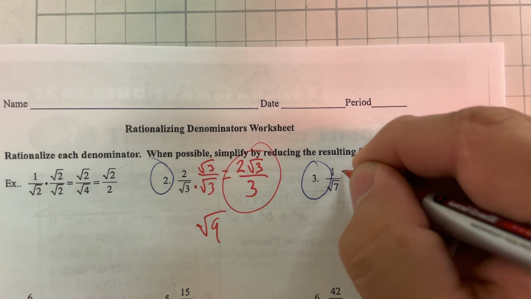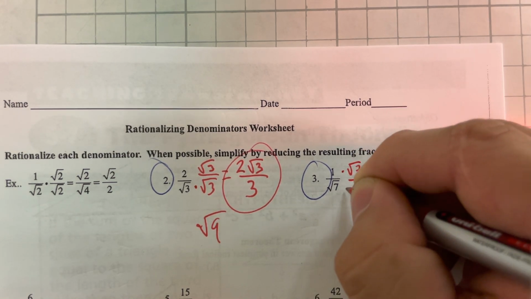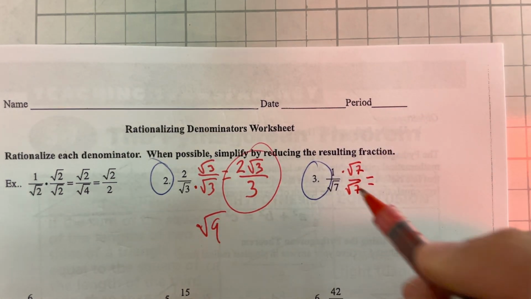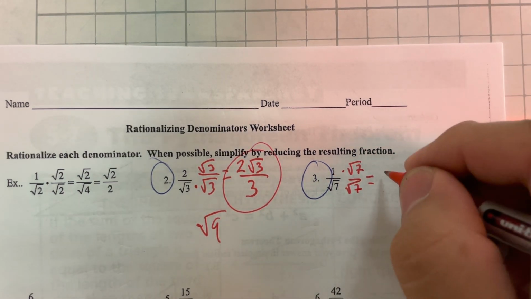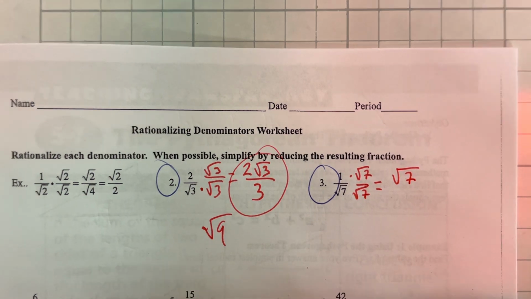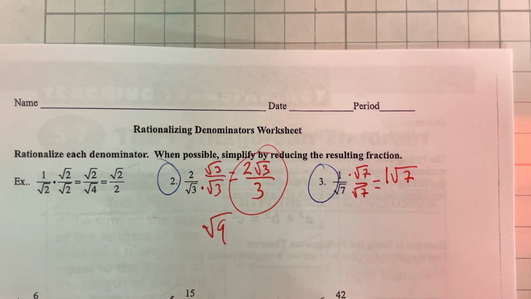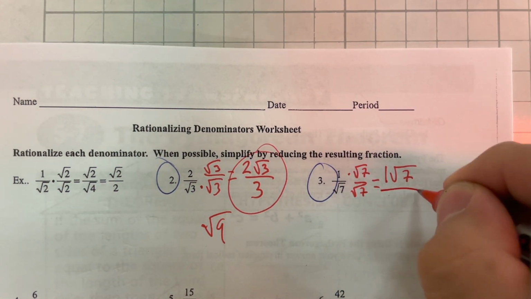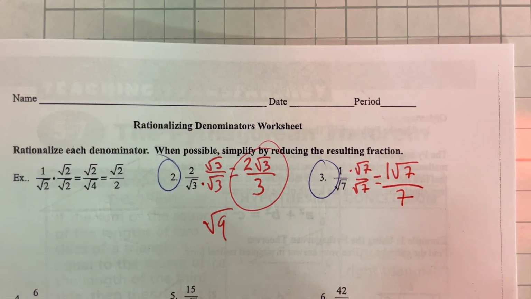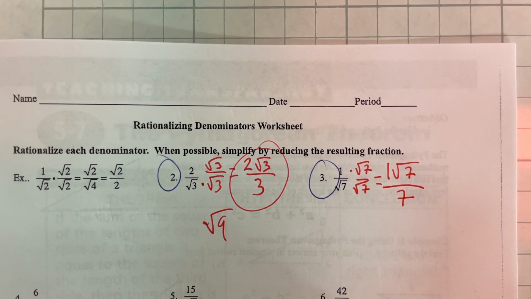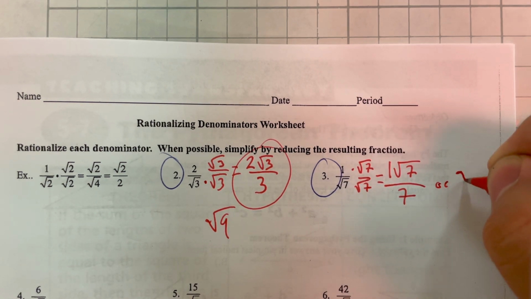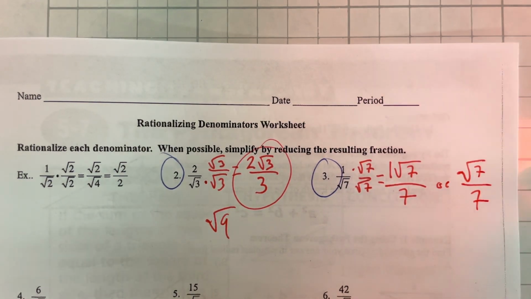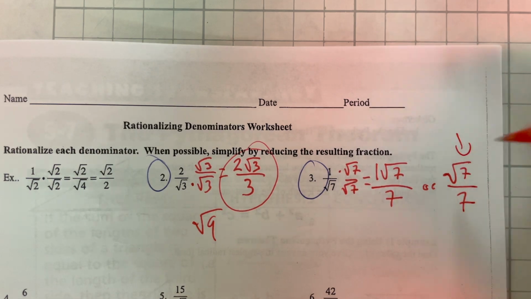Number 3. I got to multiply the top and bottom by the square root of 7. Anything times 1 is itself. Unless you want to write the 1, sure, fine. You don't need it. Over 7. That's our final answer. I don't like having the 1 in front of it because it's not necessary. So I prefer my answers to look like this one.